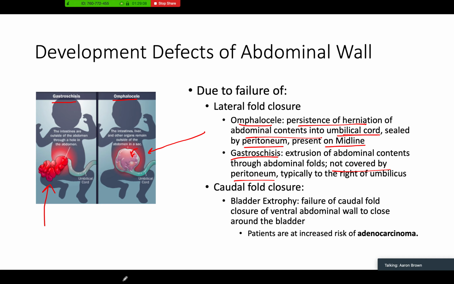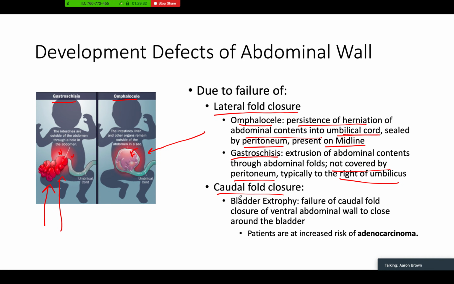It's just basically a bunch of loops of bowel that are exposed to the air. And this is typically going to be on the right of the umbilicus. You can see here that the umbilical cord is here, and then the intestinal loops are coming out to the right. Okay, so those are failures of lateral folds.